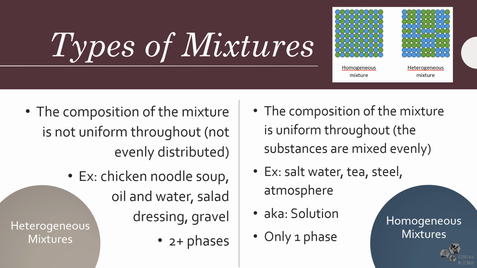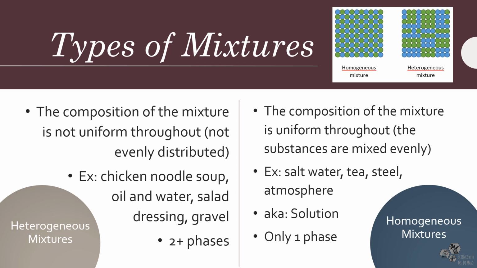Something like a chicken noodle soup, or oil and water is a pretty good one. You can see how they separate. It's a mixture, but they don't like being close to each other. They don't like mixing evenly. So in these types, you're going to have two or more what we call phases. If you take the oil and water example, you can see two distinct phases: a water phase and an oil phase.